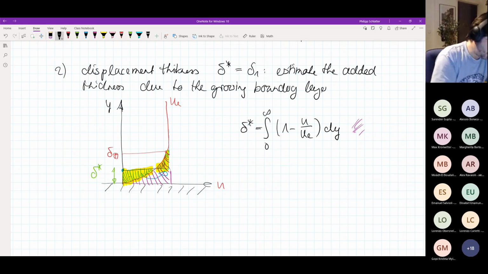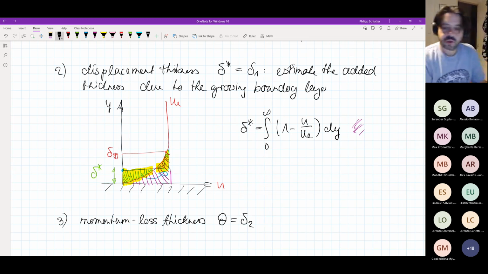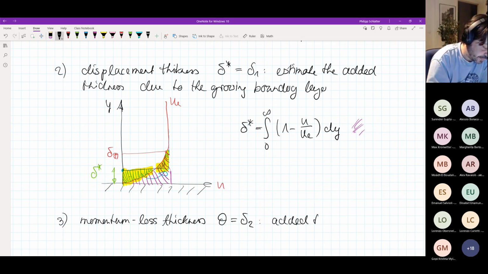There's also a third way of measuring the boundary layer thickness, and that is something that's called the momentum loss thickness. And that is typically called theta, or also called delta 2. Theta we can interpret in the same way as the displacement thickness, just instead of the mass flux, we're talking about the momentum. So it's the added thickness due to the loss of momentum in the boundary layer.